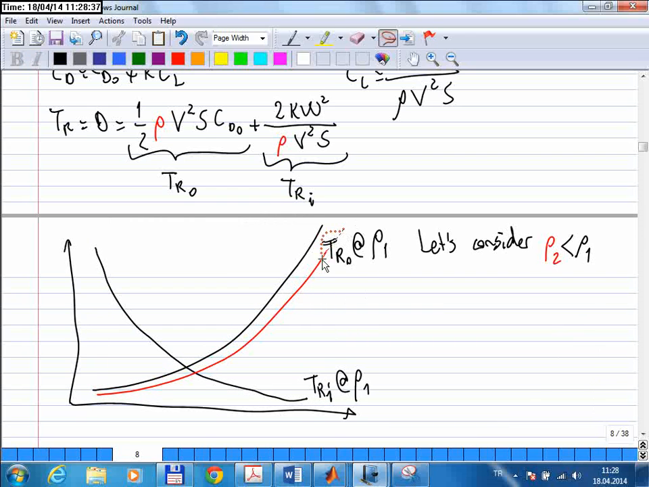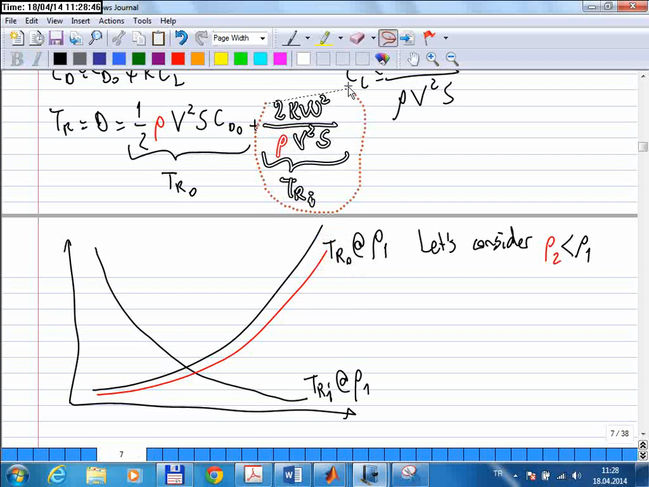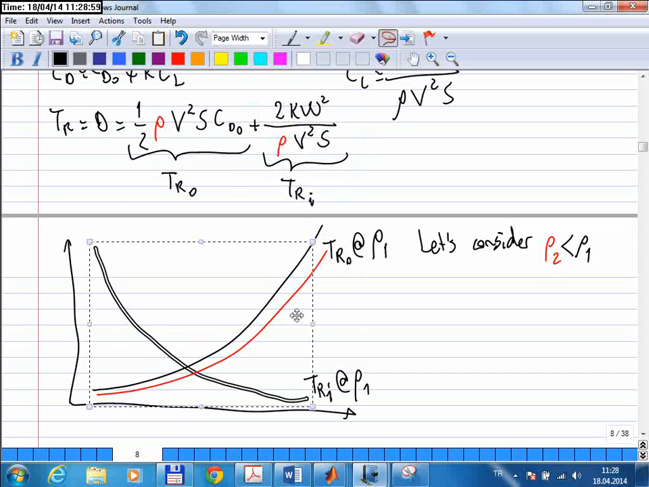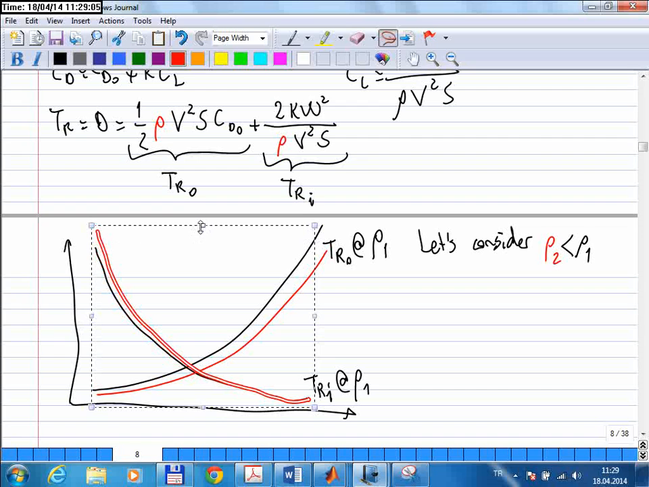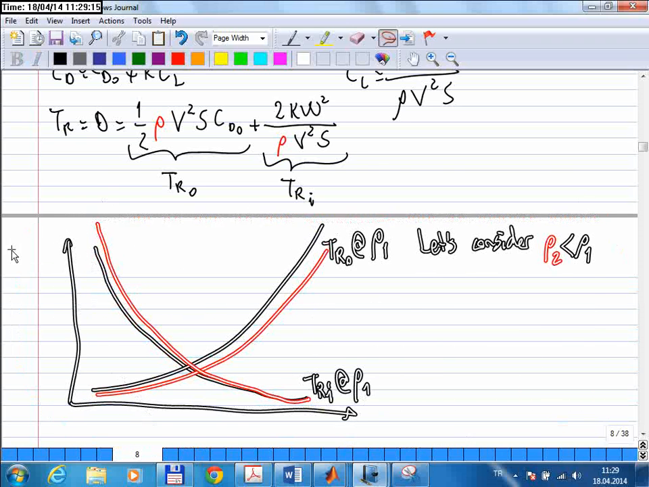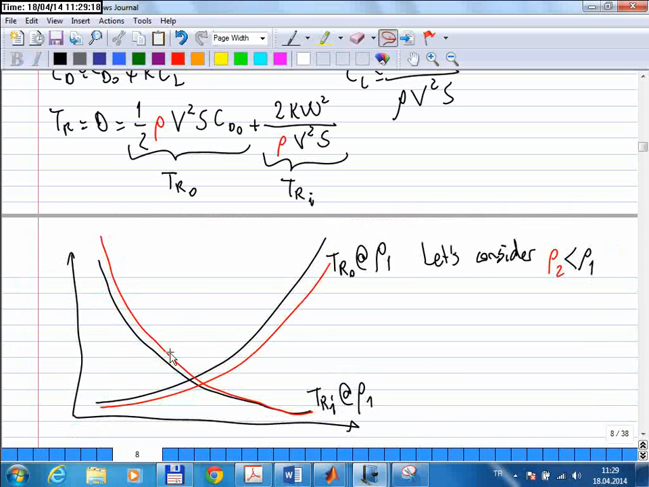Okay, so this is how the parasite drag force changes at this high altitude. If you look at the other one, the induced drag component, this will be more, right? Because the rho is now in the denominator. So if you make rho a smaller number, then this part will get larger. So this one will be increased. It will be something like this. So let me make a little bit more space here so that it will be easier to see, the difference will be bigger.